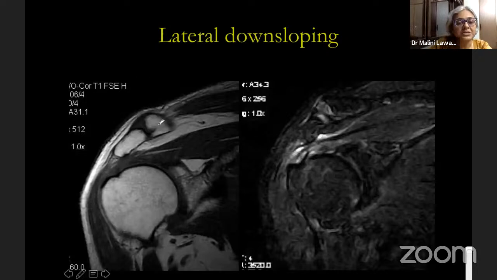On coronal images, this is the clavicle, and this is the acromion. Normally, the acromion should be relatively more horizontal. Here you can see it sloping down. This is a coronal image. You can see it sloping down. Lateral downsloping of the acromion can also lead to impingement. In this patient, you can see how there is significant tendinosis and subacromial bursal fluid.